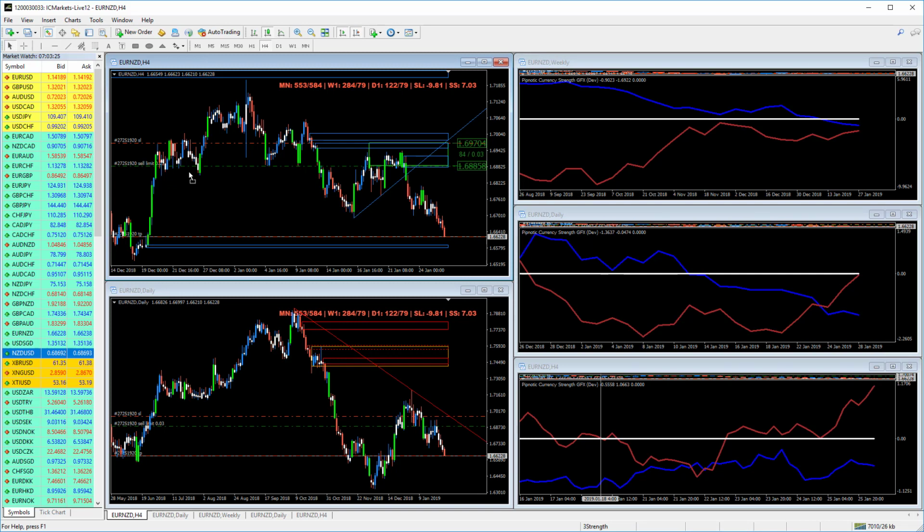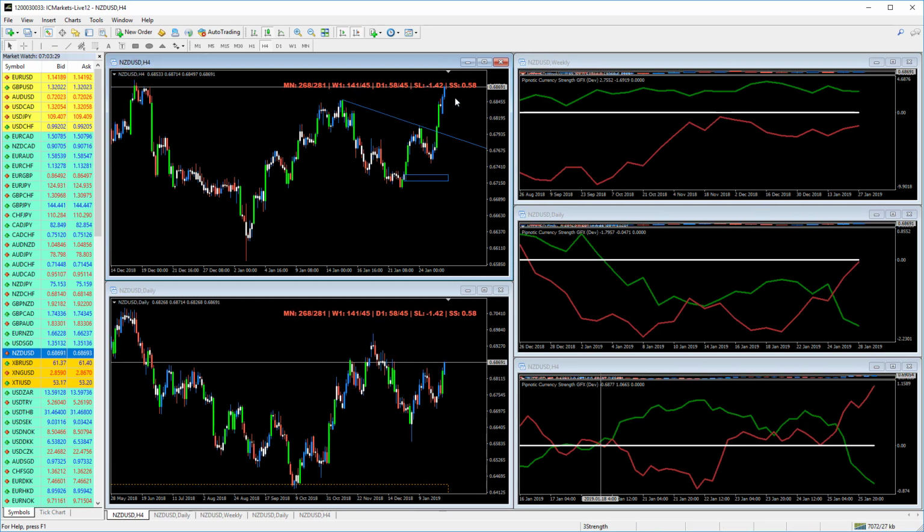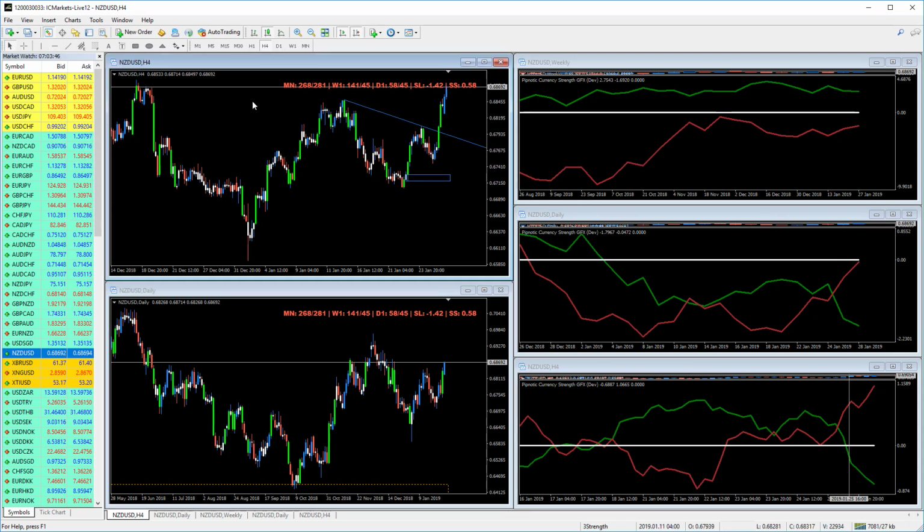Okay. Have a look at the Kiwi. See what the Kiwi's doing. Right. The Kiwi shot up again. Kiwi dollar, boom, boom, boom. So these two, they're looking to move away from each other. So we have the daily, we have the 4 hour, we have a trend line that broke, and I'll be pretty keen.